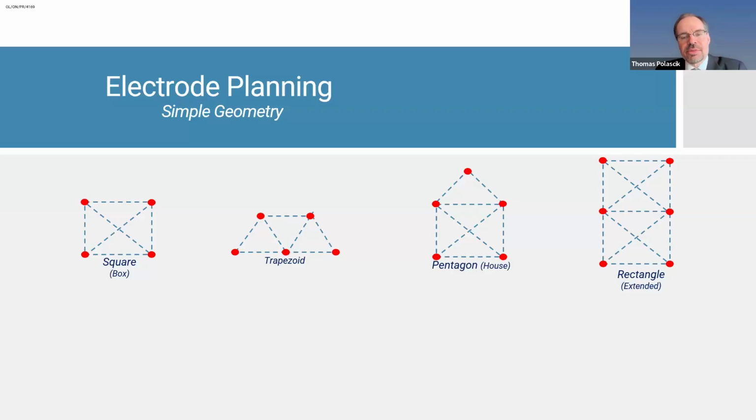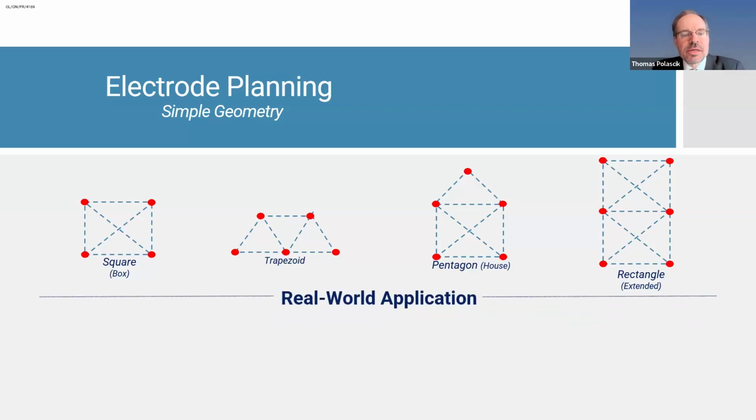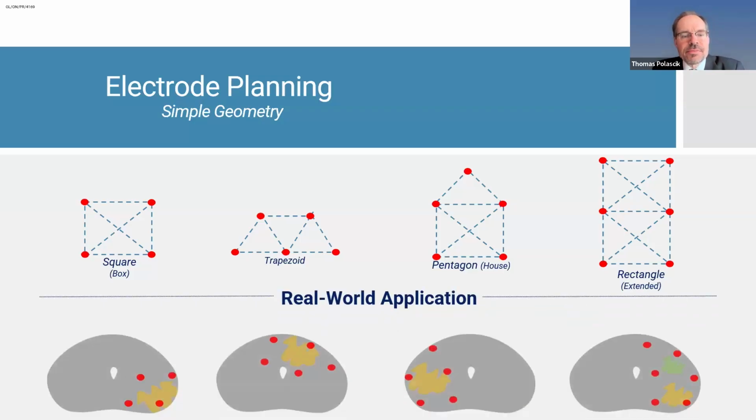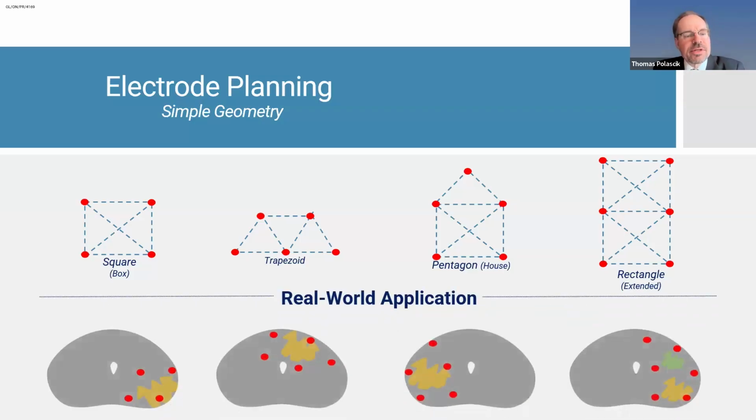And this next slide, please. This is what it looks like in a cartoon form. As you can see here, you have the tumors, and then you have the red dots where the electrodes are going to go. It all illustrates the squarezoid, the pentagon, and the rectangle.